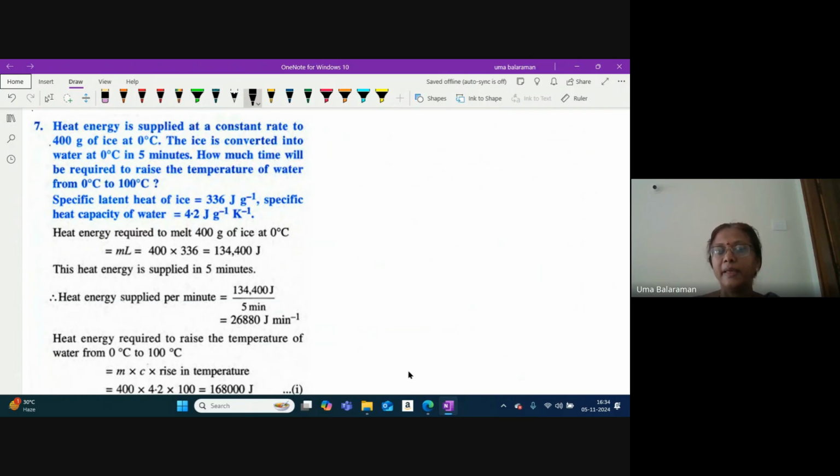Okay, ma'am. Heat energy is supplied at a constant rate to 400 grams of ice at 0 degrees Celsius. Ice is converted into water at 0 degrees Celsius in 5 minutes.